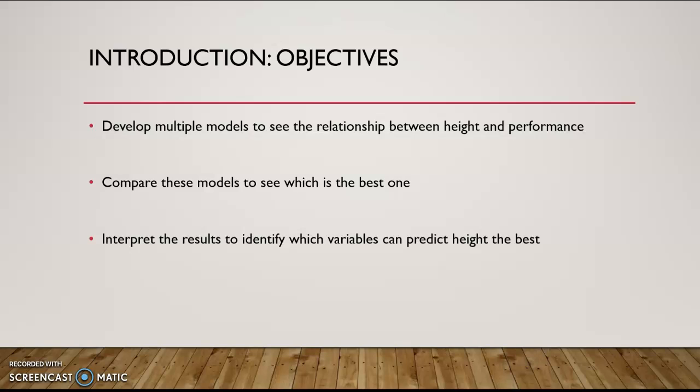So the objectives of this model are to develop multiple models to see if we can find a relationship between height and performance in the NBA. This will be done through multiple linear regression. And then we want to compare each of these models to see which one is the best. And finally, we are going to interpret the results of that best model to see which variables can predict height the best.